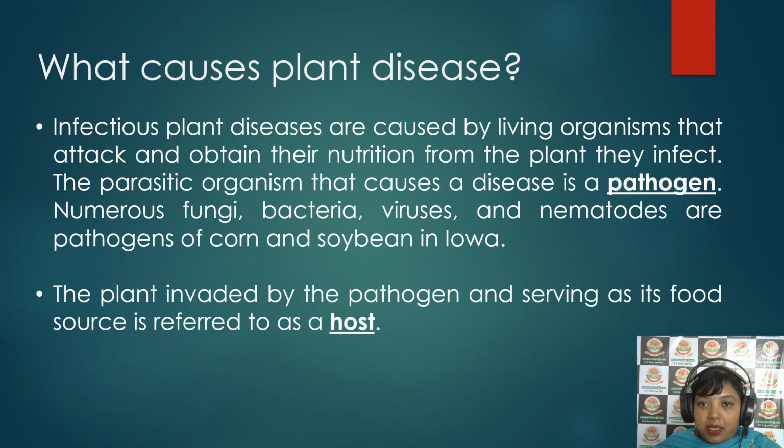So what causes plant disease? Pathogens cause plant disease to occur. What is a pathogen? A pathogen is any living organism which infects the plants and causes the disease to occur. But apart from pathogens, some environmental factors are also responsible for causing disease. The living organisms which cause disease are called pathogens, and they are infectious, coming under infectious disease.